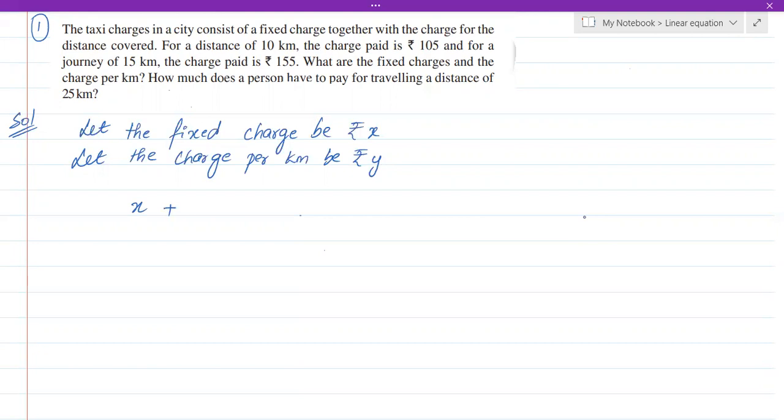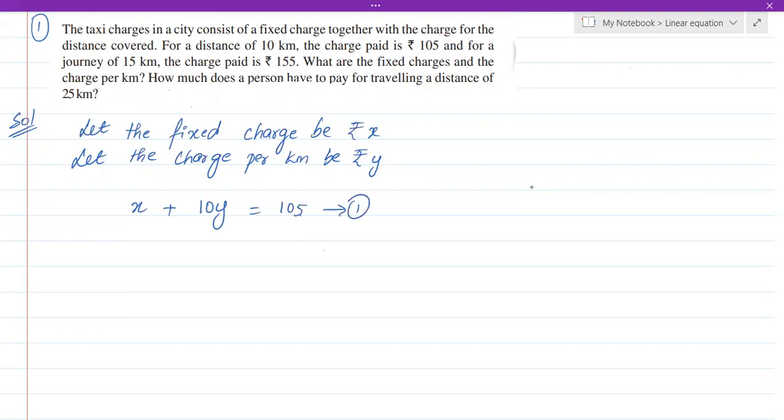For 10 kilometer it will become, it's like 1 pen is let's say 10 rupees. 10 pens is how much? How do we do it? 10 into 10, we multiply it, right? Same logic. 1 kilometer is y rupees. 10 kilometer is how much? So we have to multiply 10 into y. So the charge for the 10 kilometer will be 10y. So the fixed charge plus this amount is equal to 105. This will be our equation 1.